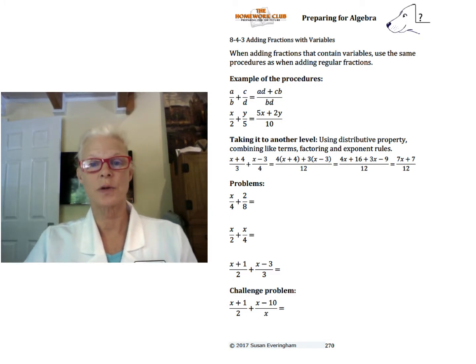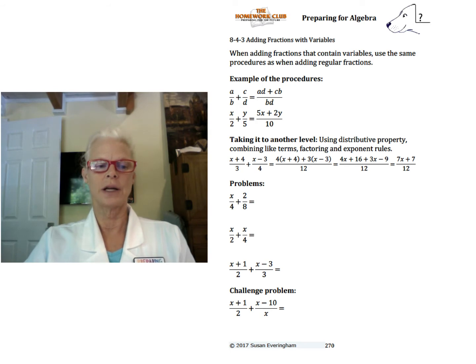Adding fractions with variables on page 270. The example of the procedures here, a over b plus c over d. The common denominator, just like in adding fractions and subtracting fractions, we're going to need to combine b and d. The example here is 2 times 5, common denominator 10.